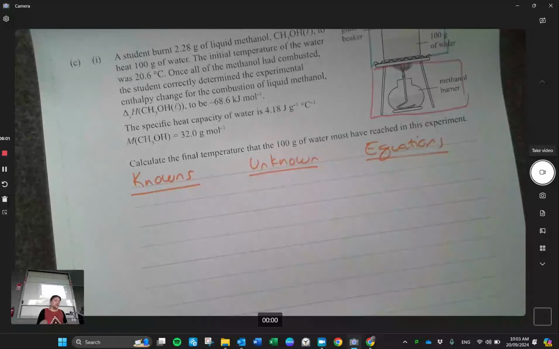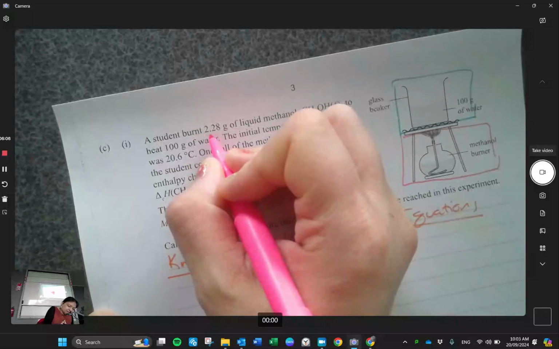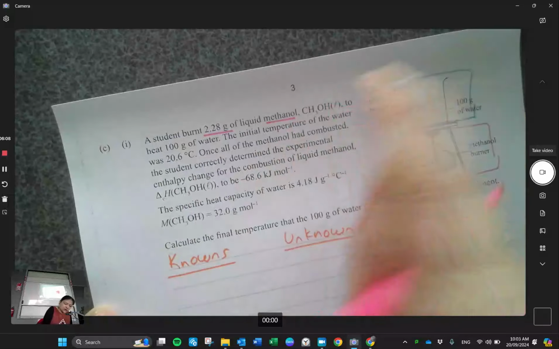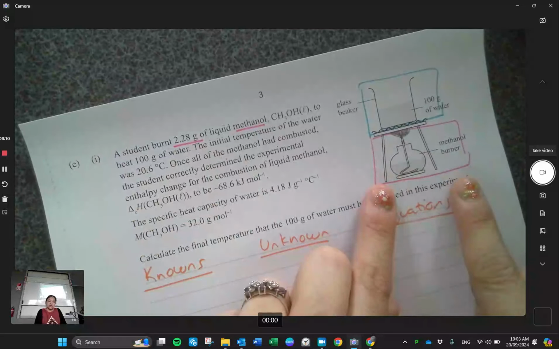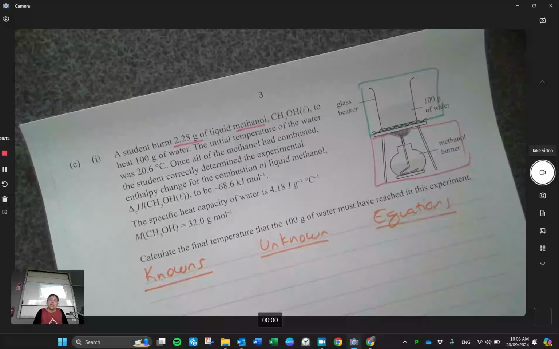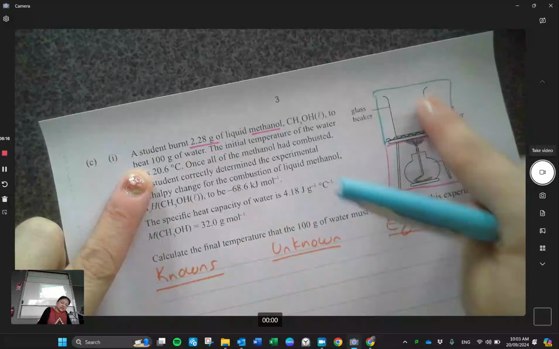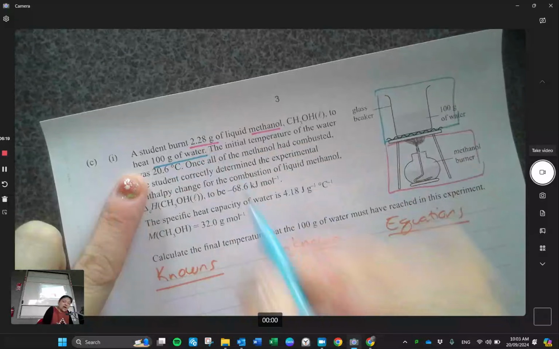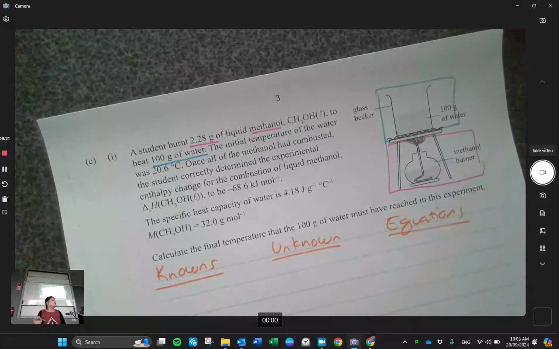All right, so the first thing I'm looking at is that a student is burning 2.28 grams of liquid methanol. So that is talking about this reaction here. And they're trying to heat 100 grams of water. So that's talking about what's up here. So that's why I'm highlighting them in different colors. I do suggest you do that on the assessment, so it helps you, again, keep that mindset.